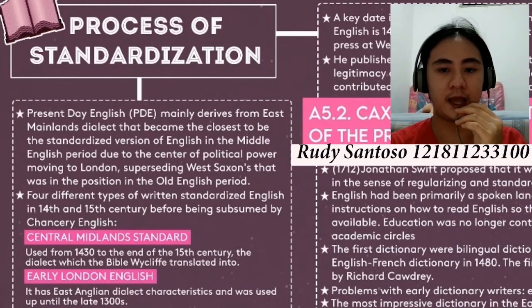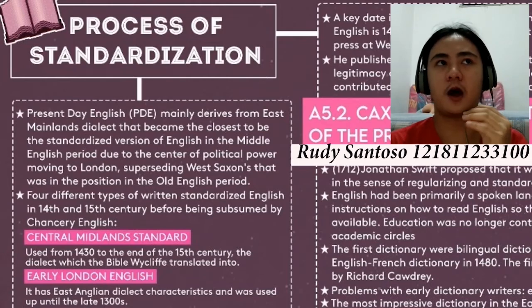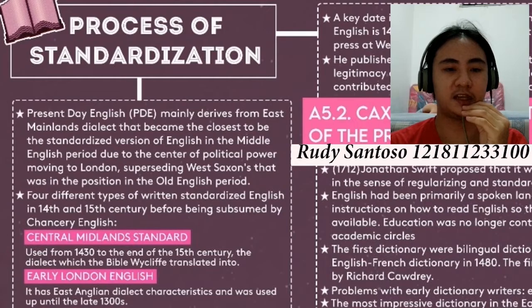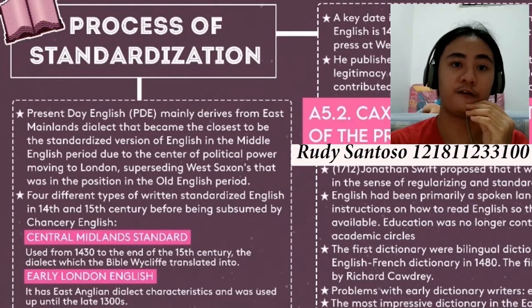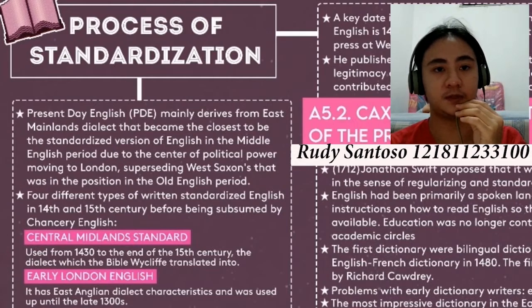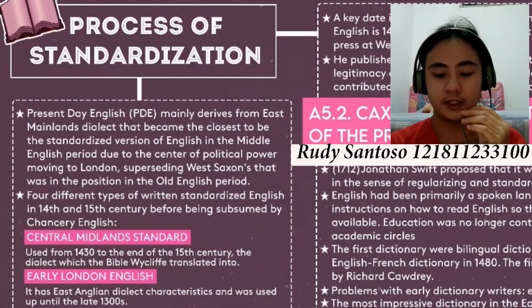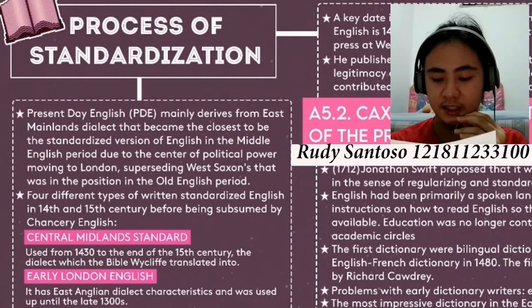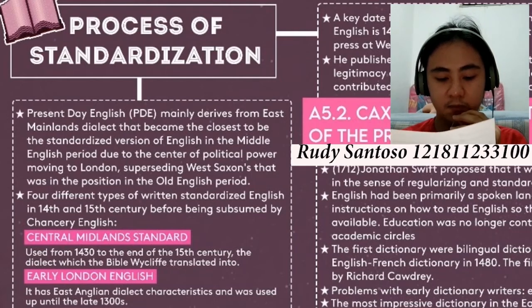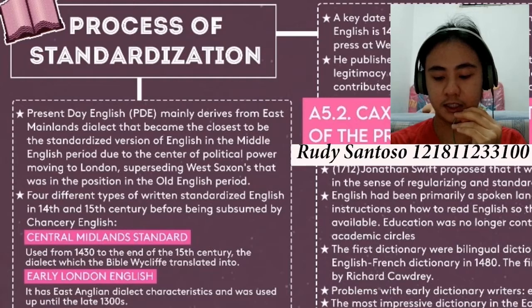However, despite all that, there really wasn't only one type of standardized English. There were, in fact, 4 before they were subsumed by the Chancery English. So the first type of the standardized English is the Central Midlands dialect. It was used from 1430 to the end of the 15th century. It is the dialect which the Bible Wycliffe translated into.